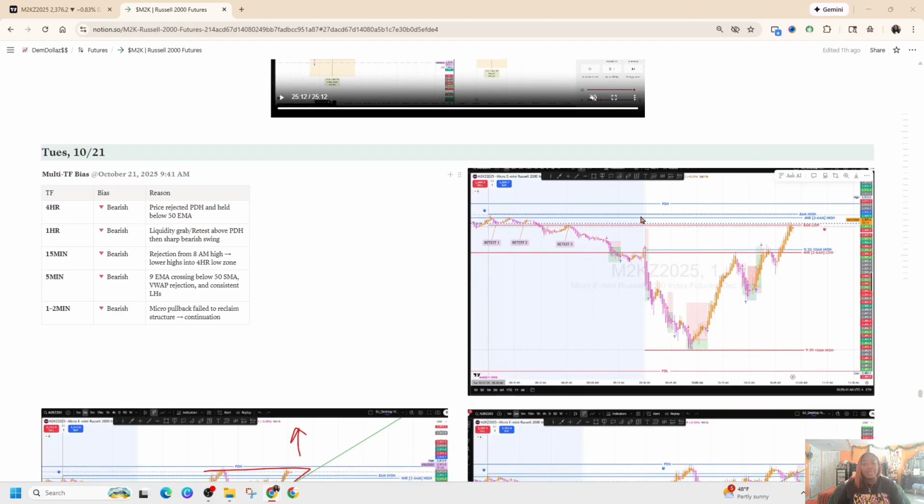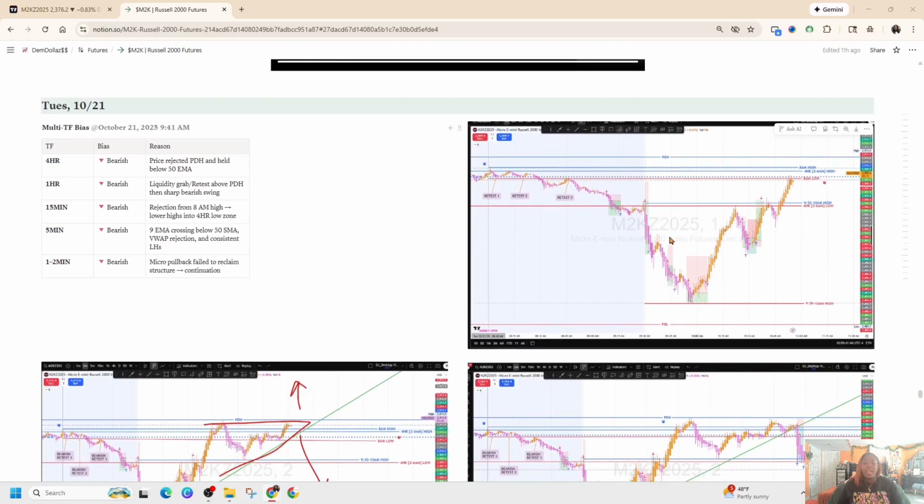So the next one that we're going to go to is going to be the 21st. On the 21st, I caught clean bearish continuation setups on this pair.